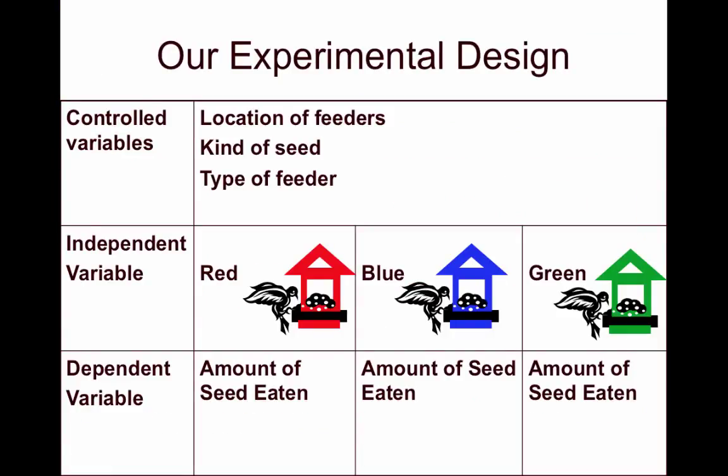So here's a little experimental setup for what this experiment might look like. And you can see that the independent variable are those three different colors, so that's the thing that's changing, and then the dependent variable is going to be the same. So in each case, we're always going to take a look at the amount of seed eaten. And you might also want to note that that dependent variable is going to be a quantitative observation, right? It's going to be measurable.